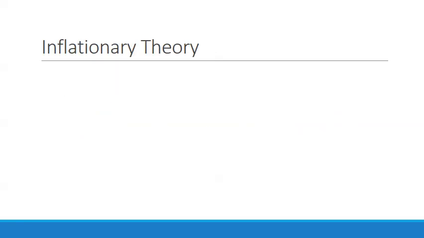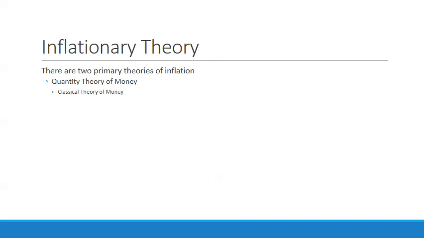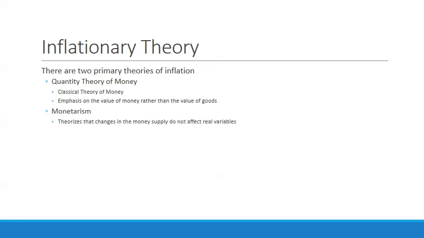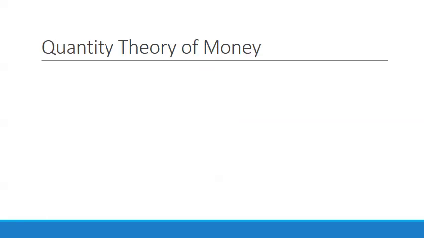Okay, so now we're going to look at inflationary theory. What we're going to look at is why inflation occurs. And so there's two primary theories of inflation. Quantity theory of money, which you'll figure out real quick. I've been teaching you this whole time anyway, which sometimes is called a classical theory of money. And it's the emphasis on the value of money rather than the value of goods. And then the second is a newer theory called monetarism. And it theorizes that changes in the money supply do not affect real variables. And we'll talk about what all that means.